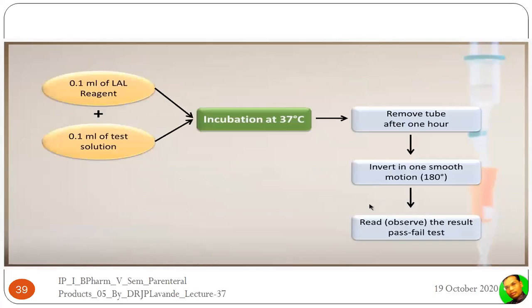So how do we perform this test? Using the LAL reagent, we take equal quantities: 0.1 ml of the test solution and 0.1 ml of the LAL reagent. We mix these two and incubate them at 37 degrees Celsius. After 1 hour, we remove the test tubes, invert them slowly in one smooth motion through 180 degrees, and observe the results to see whether the test passes or fails.